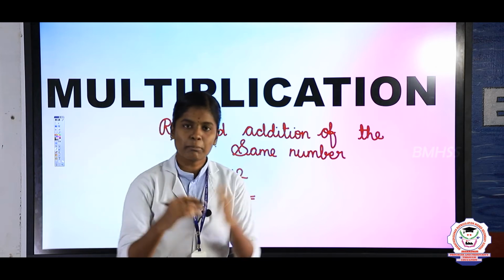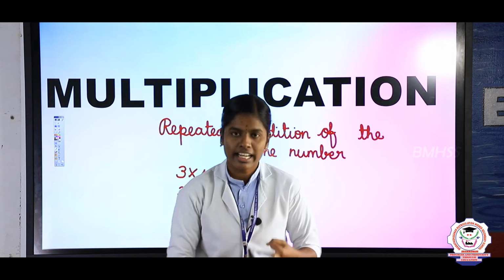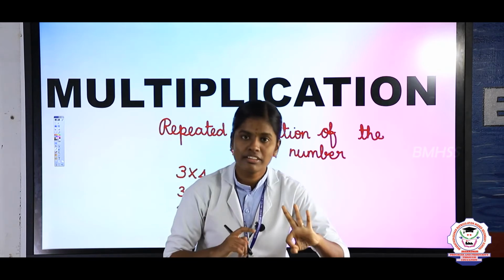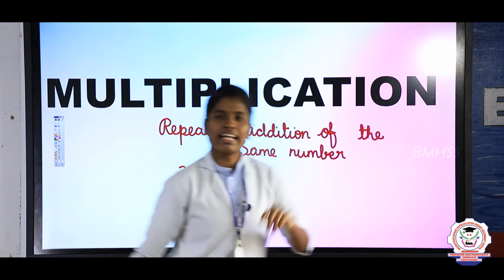Next keep 6 in the mind, 3 in the finger. So 6, after that 7, 8, 9. So here you got the answer 9. Again you keep 9 in the mind, 3 in the finger. So 9, after that 10, 11, 12. So the answer is 12.